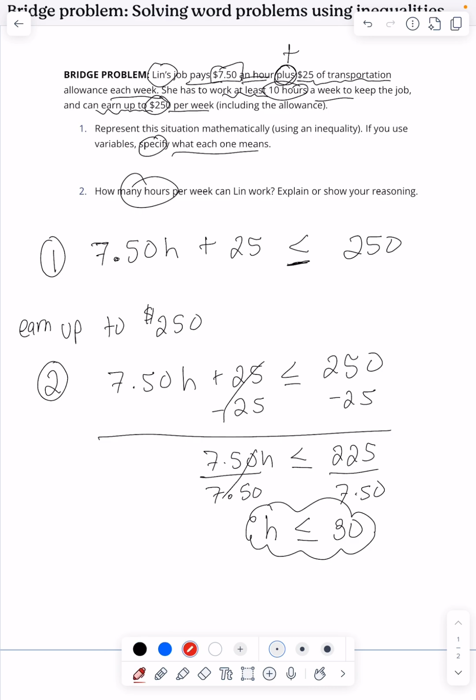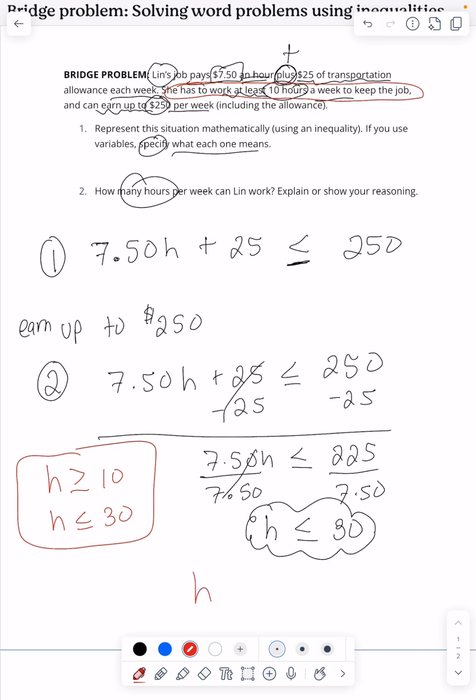And the other thing, though, the caveat is that they told us that she has to work at least 10 hours to keep that job. So in this case, that means that H has to be greater than or equal to 10, but H also has to be less than or equal to 30, which is what we just found, right? So we could write it like this, saying H has to be greater than or equal to 10 and H has to be less than or equal to 30. Or you could write this as one inequality, which would be H has to be less than or equal to 30, but it would have to be greater than or equal to this 10. So either of these two options could be your final answer.